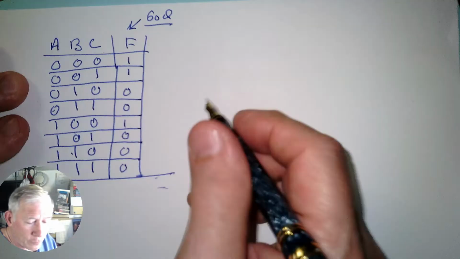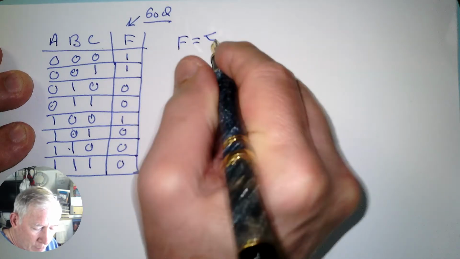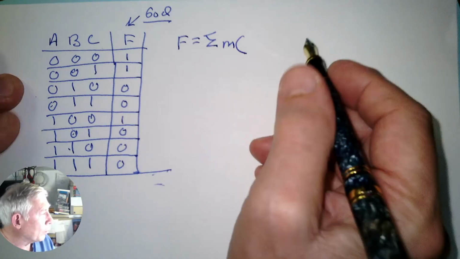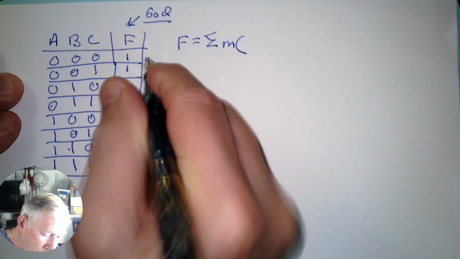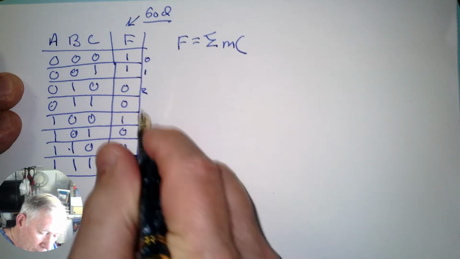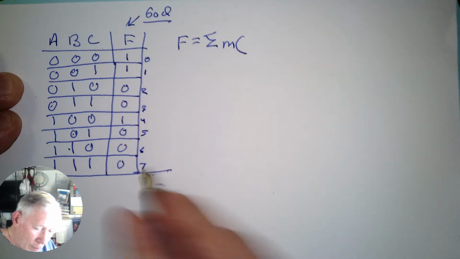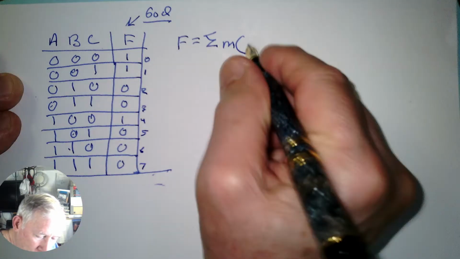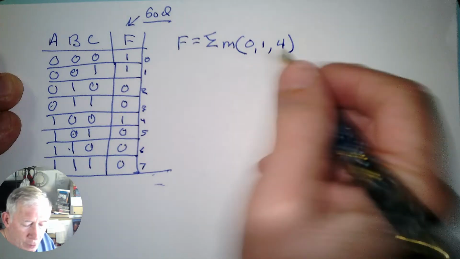All right, so let me first write the shorthand notation for the minterms. For the minterms, we say f equals the sum of the minterms, the little m's, and then we put down the number for each row where we need that minterm. I label the rows 0, 1, 2, 3, 4, 5, 6, and 7. So what are our rows? Well, 0, 1, 4. So that is how we write the minterm expression.